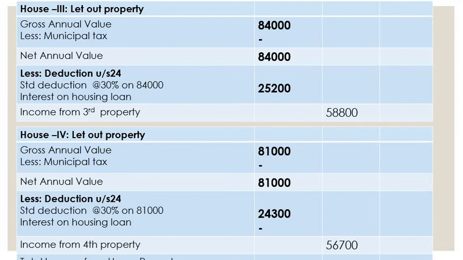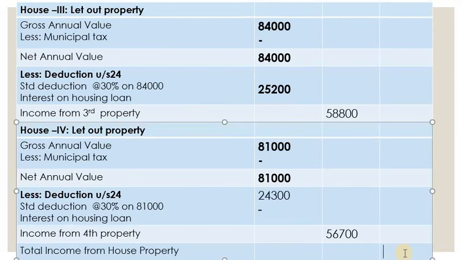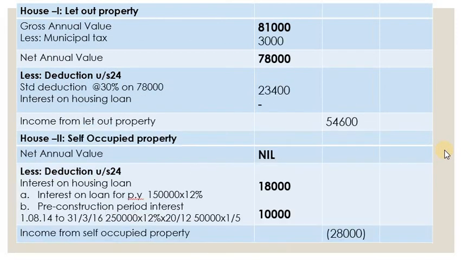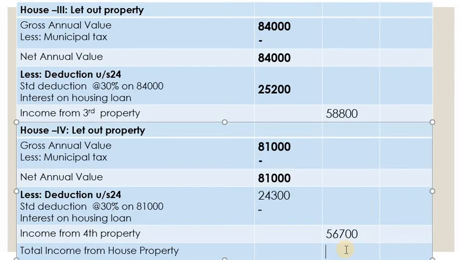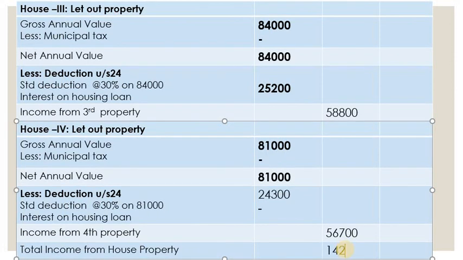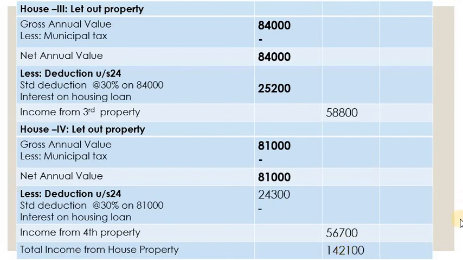Now let us calculate the total income from house property. 56,700 plus 58,800 plus 54,600 minus 28,000. Let us calculate. So the total income from house property is 1,42,100. That's all from this video. Thank you for watching this video.